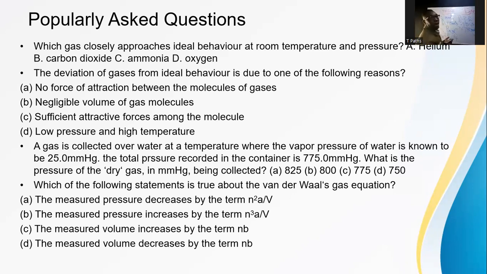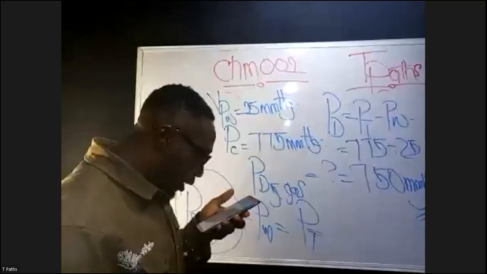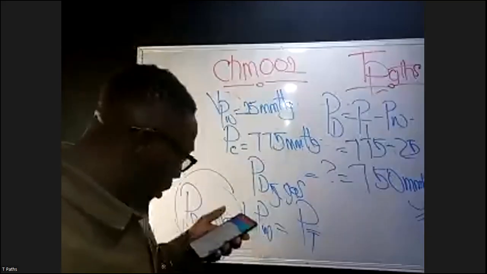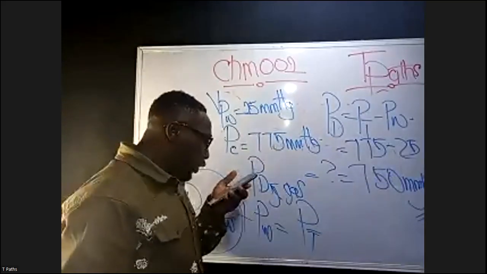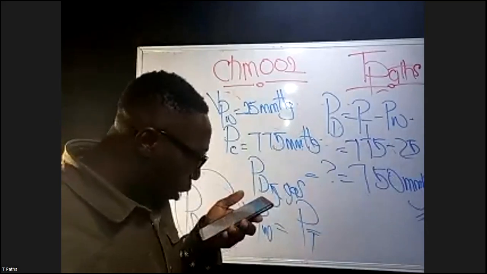750 millimeter mercury. So we can say that this is the pressure of the dry gas. You can see that in option D. That's option D, the answer. Let's go on. They said, which of the following statements is true about the van der Waals equation?